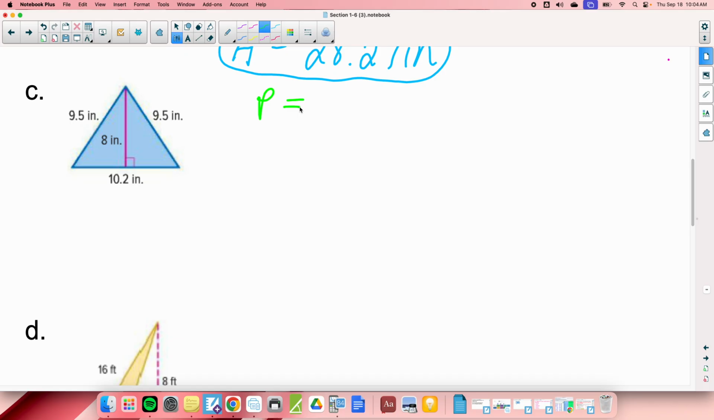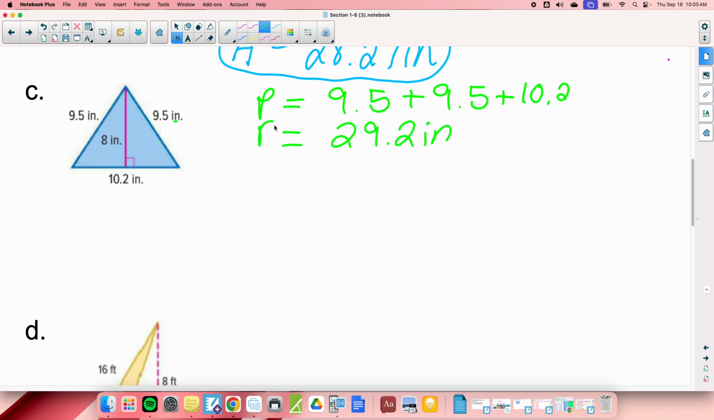And would you guys know that you would just add 9.5 plus 9.5 plus 10.2? So that would be, is it 29.2? Okay, 29.2 inches is the perimeter. Okay? Now, we're gonna do the area of that triangle. Do we know what the area formula is? What is it?